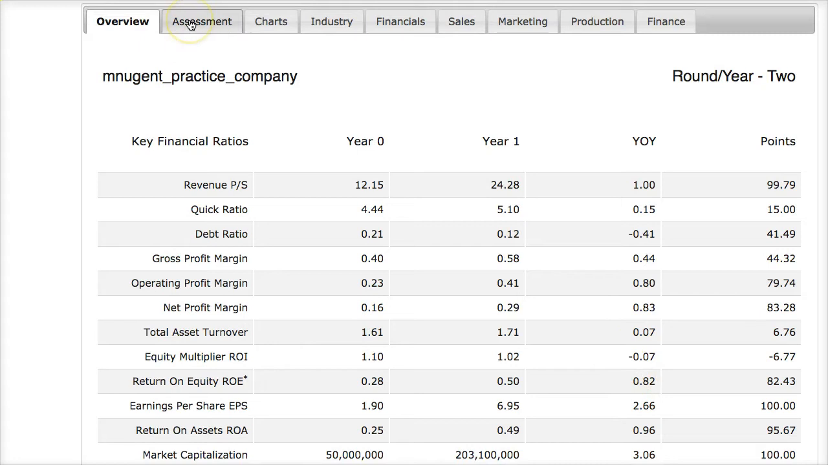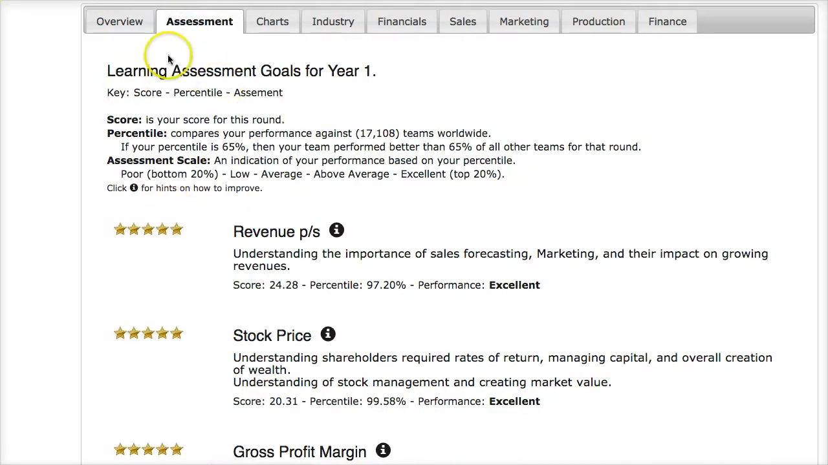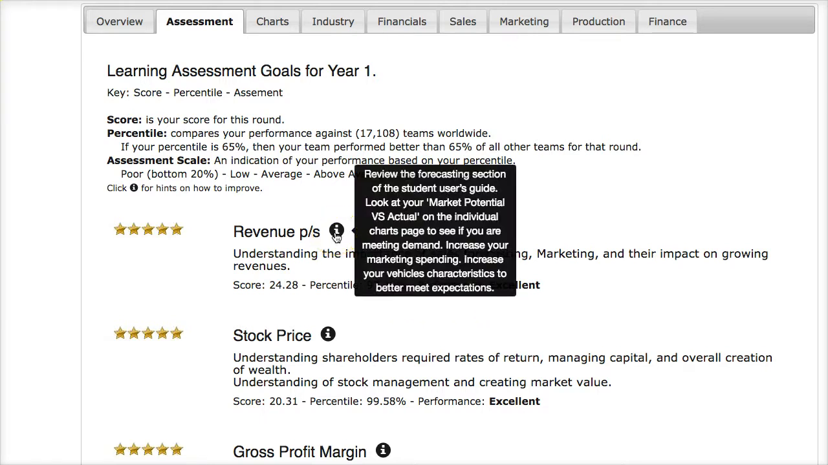But if you want to know how you did more individually, you could look at this assessment tab. Here it gives you a star rating, it gives you a score, which is your actual score, percentile rank, and your performance, and then information on how to improve your performance.